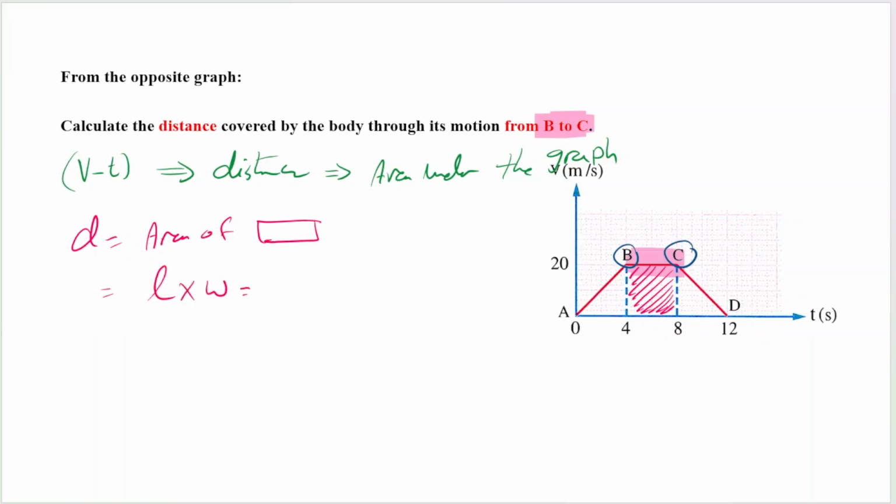The value is its length. It's extended from 4 to 8. So the length of this line segment is 8 minus 4, which is 4, times the height. It's from 0 to 20, so it's 20. So the total distance covered is 80 meters. Done.